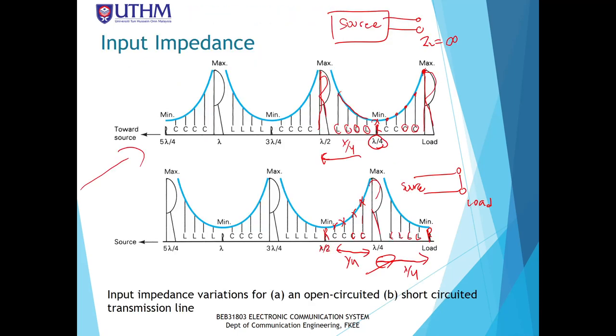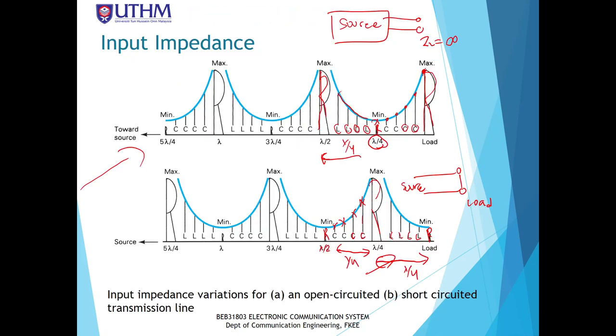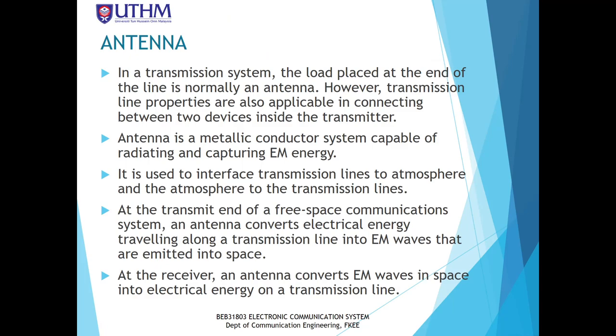So short circuit at distance lambda over 4 from the input, load end. So this is based on this graph actually. It depends on the graph shown here. So I will continue. Antenna. Okay. So this is the second part. So I will continue.